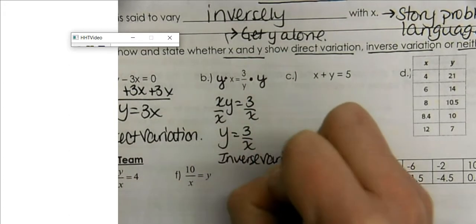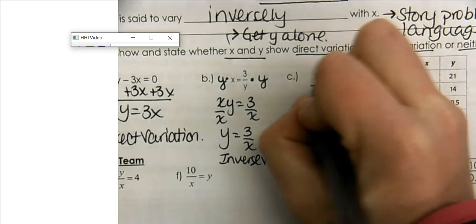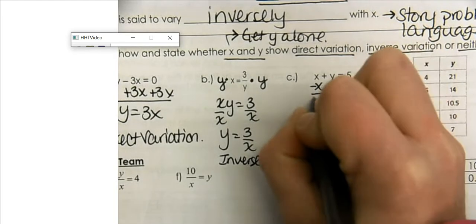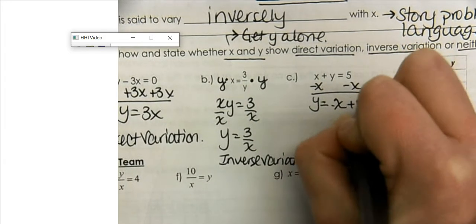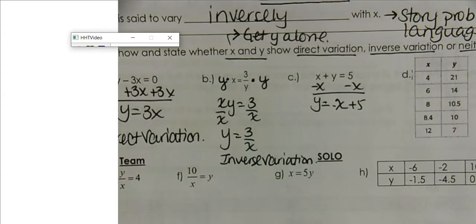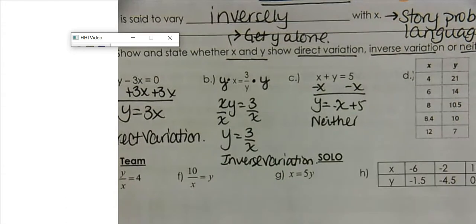Anytime that you have a number divided by x in the denominator, you're going to end up with an inverse variation. Letter C, I'm going to subtract x on both sides, and when I do that, I end up with y is equal to negative x plus 5. And because I have that plus 5, that's going to be a neither.